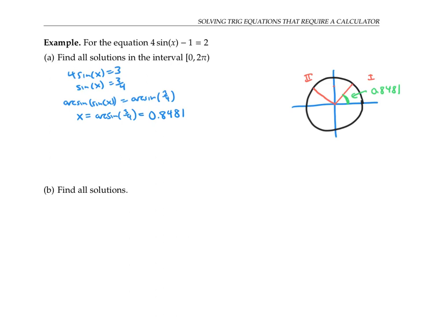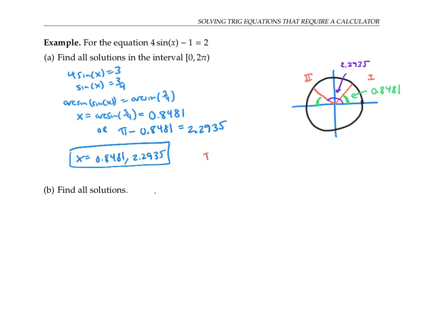To get the other angle, I can use symmetry. This angle here, you can get by going a full pi minus my previous angle. Pi minus 0.8481 is equal to 2.2935, so that's my second angle.